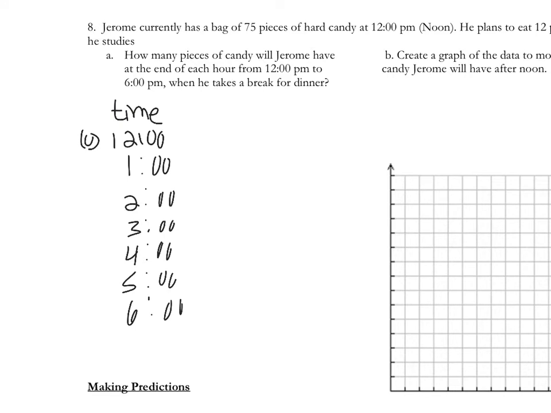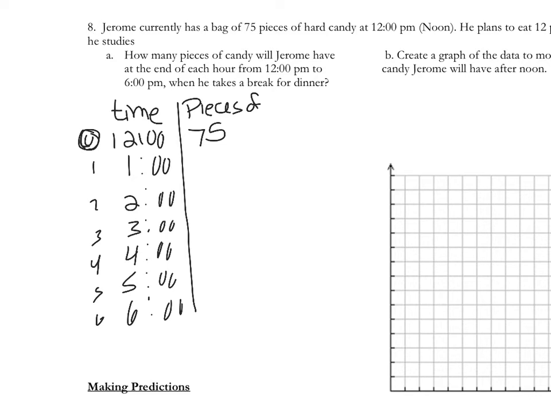Okay, so he originally started at noon, so that's our 0. 1, 2, 3, 4, 5, 6. All right, and we're going to start off at noon with 75 pieces of candy. Y is going to be pieces of candy, the number of pieces we have at that time.